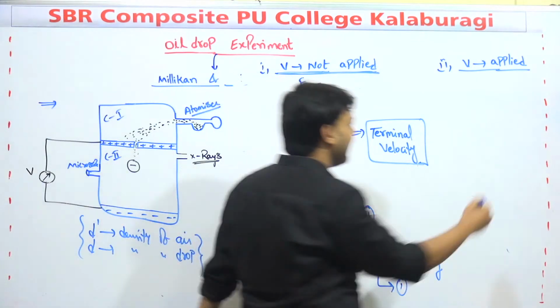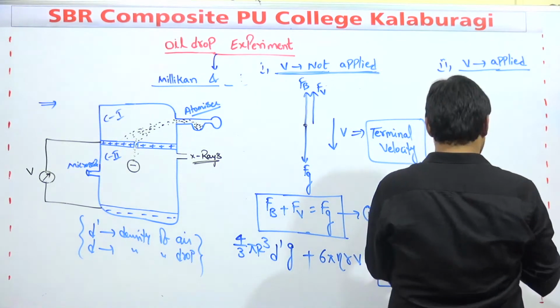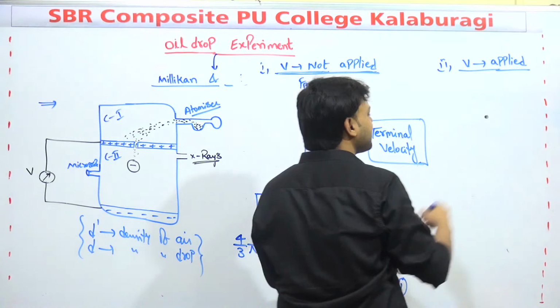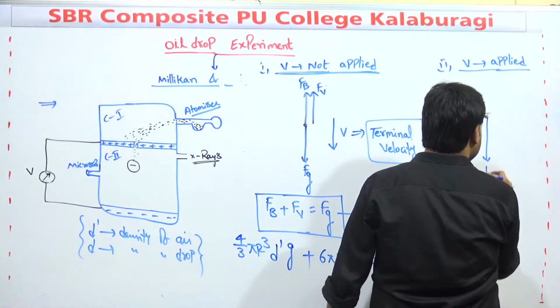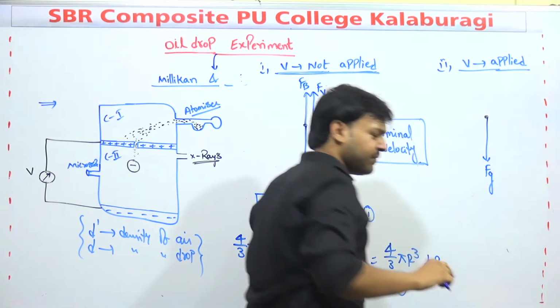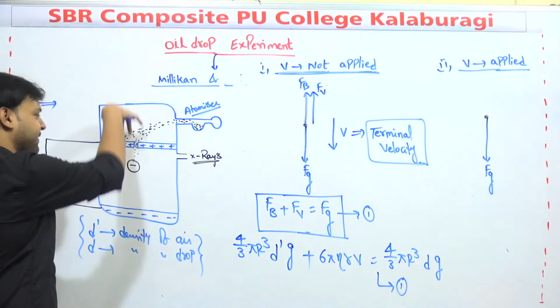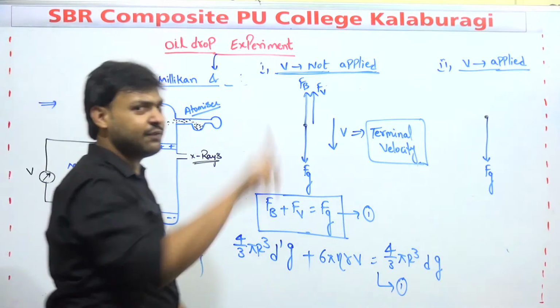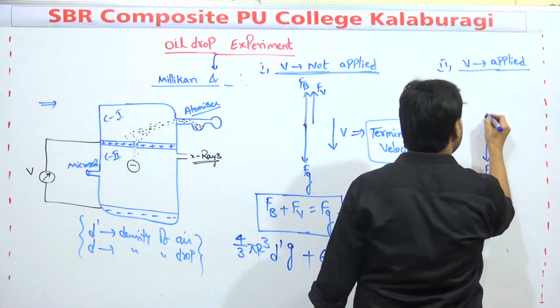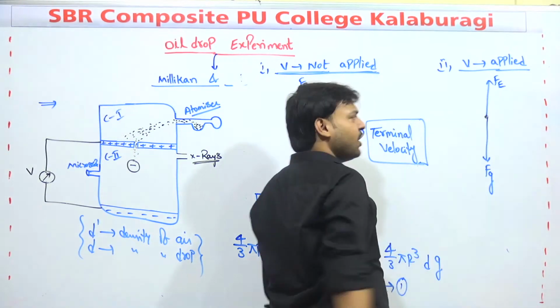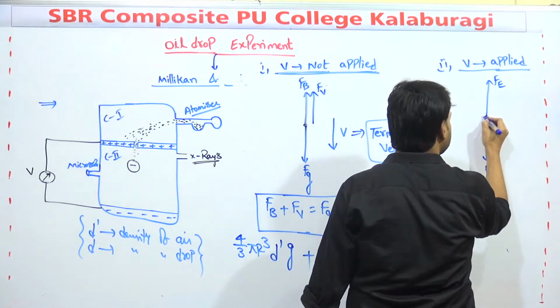So draw the three-point diagram again. Show the forces. Gravity down. So now electric force is applied. In which direction will that force be? On the negative charge, with the electric field downwards, the force will be upwards. So this is the electrostatic force. Now buoyancy force always acts upwards.